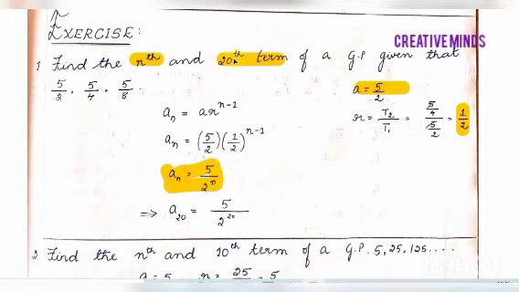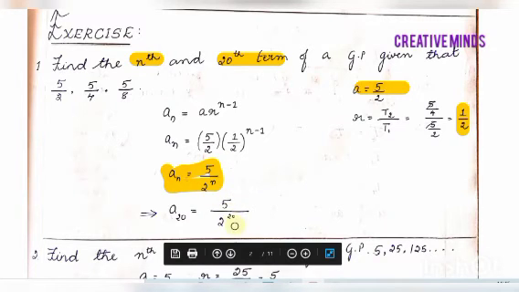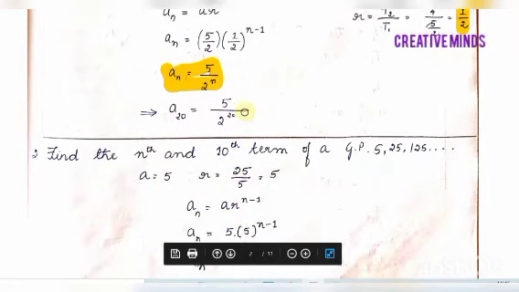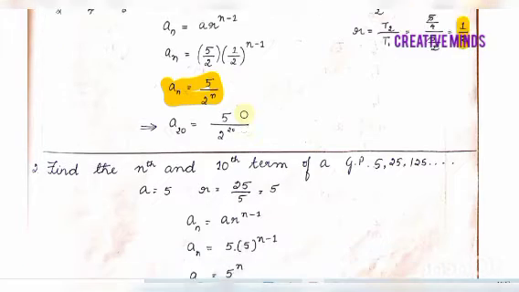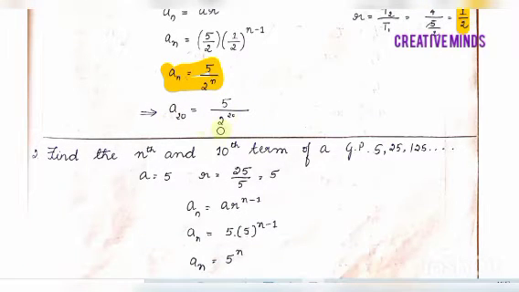Now we have to find the 20th term. So A20 is equal to, use this one, 5 by 2 to the power of n, that is 2 to the power of 20. So the 20th term of this GP is 5 by 2 to the power of 20.